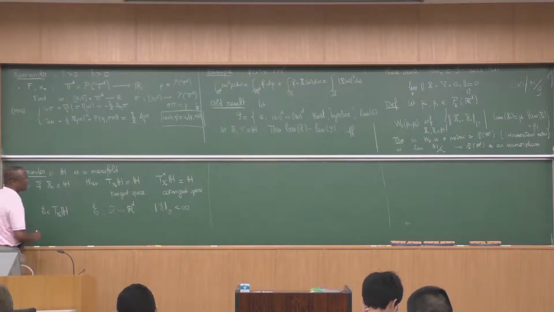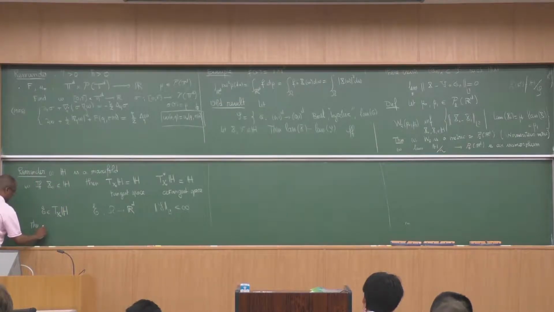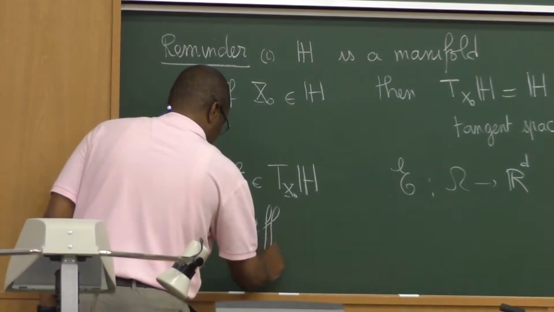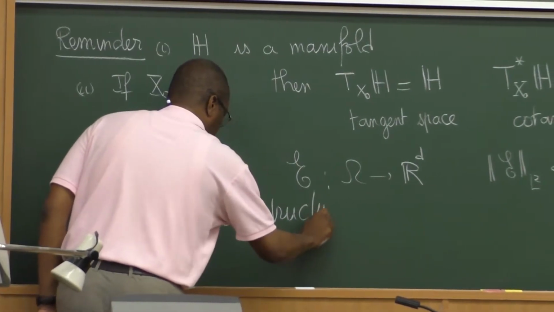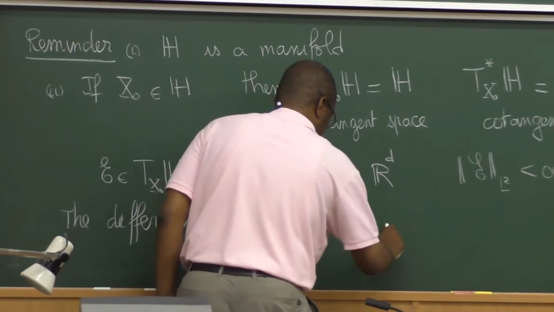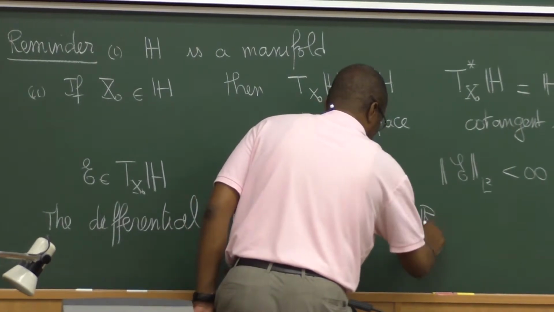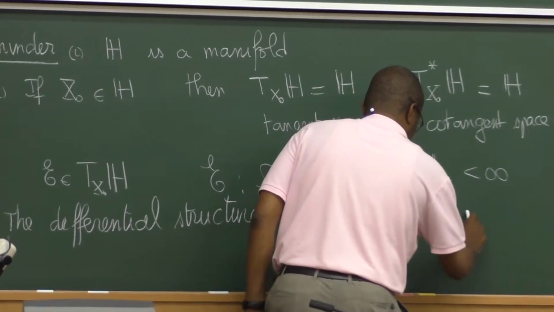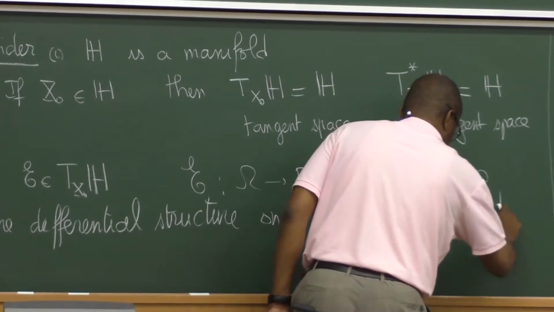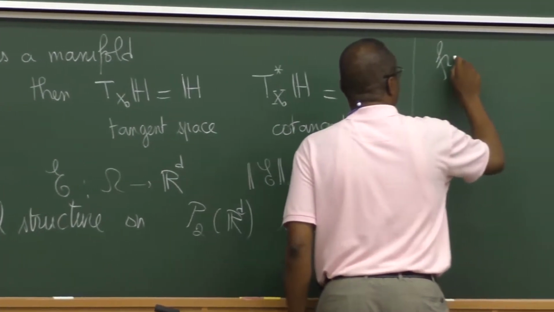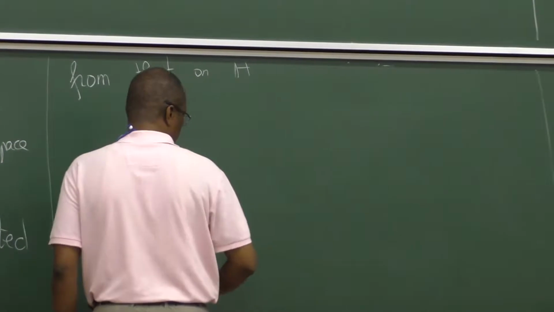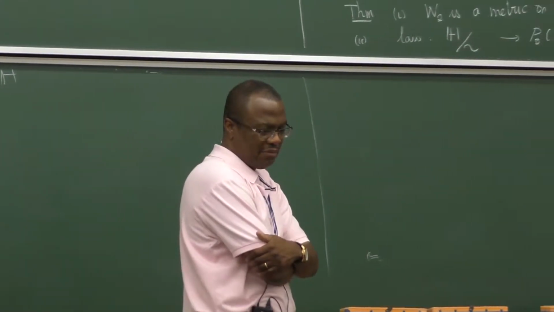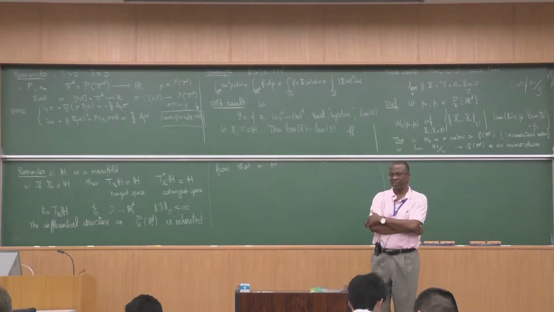Consider the differential structure on the set of probability measures on R^d is inherited from that on H. So let me give a meaning to what I am saying.